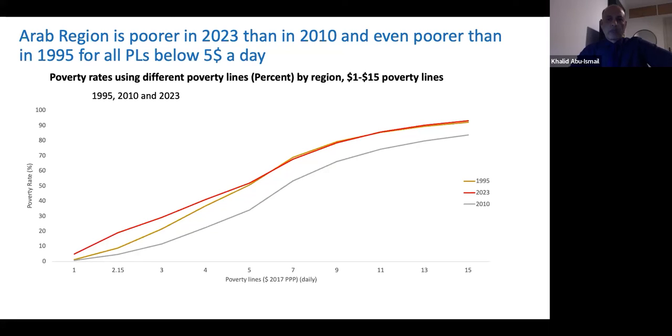And you'll see why when you look at this figure, which is a poverty sweep of poverty rates for all poverty lines from $1 up to $15 a day in 2017 PPPs. And the story is clear. The region today is poorer in 2023 than it was in 2010, regardless of the choice of poverty line. In fact, it's poorer than in 1995 for all poverty lines below $5 a day, which the majority of countries would use as the appropriate benchmark for measuring national poverty lines.